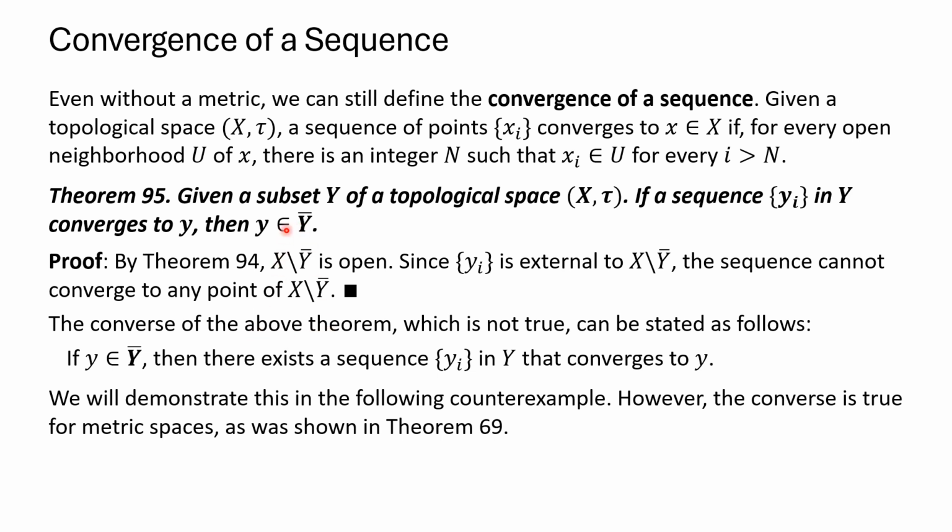The converse of this theorem is not necessarily true for topological spaces. It is true for metric spaces. We prove that in theorem 69. Here's the statement of the converse. If y is an element of Y closure, then there exists a sequence y sub i in capital Y that converges to y. So that would seem obvious from all our work in metric spaces, but I'll show you a counterexample where that doesn't work for at least one type of topology. And that'll take several slides to develop, but we'll do that in this lesson.